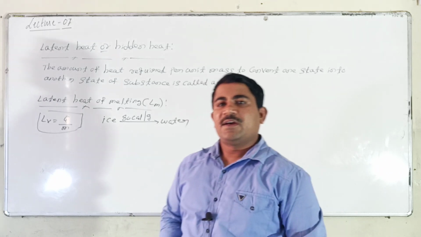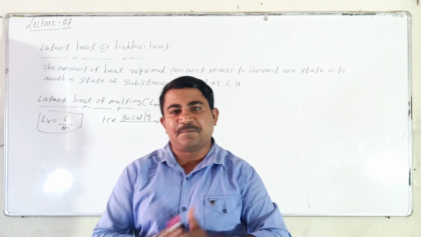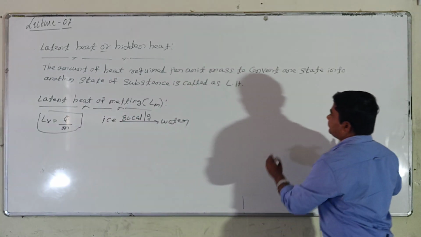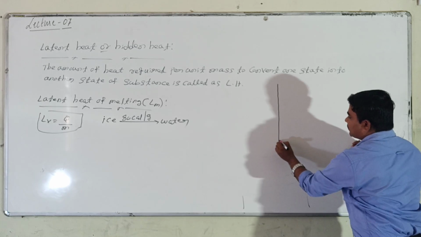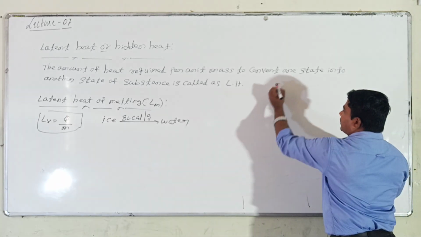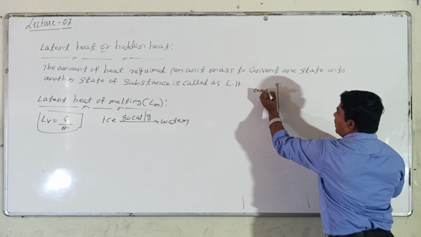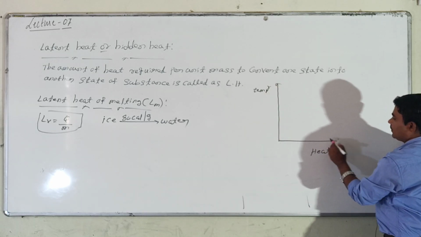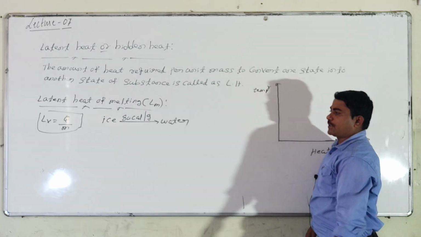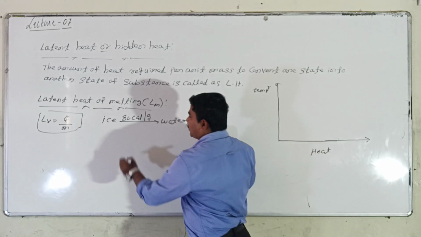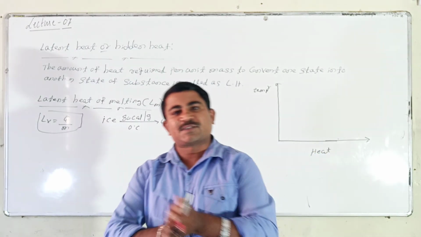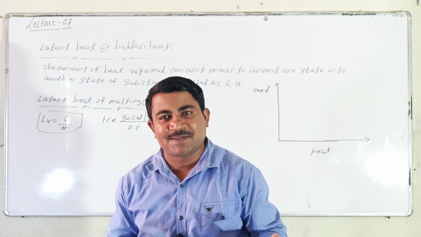Shall I see the graph of heat versus temperature? I will draw here only. Along the x-axis I will take the heat, along the y-axis I will take the temperature. To convert ice into water, during conversion of ice into water, what is the temperature? Always the temperature remains the same, 0 degree. We know that during conversion of one state of matter into another state, the temperature always remains the same, right?